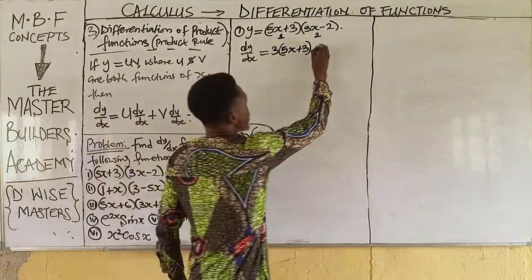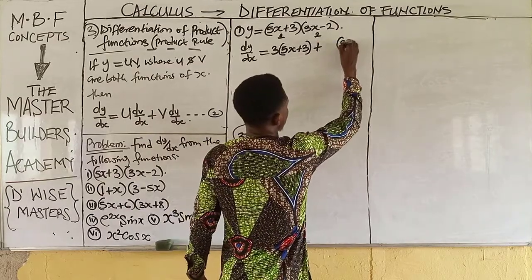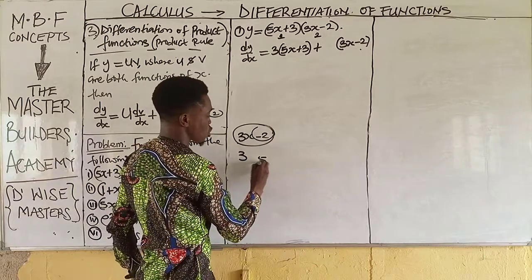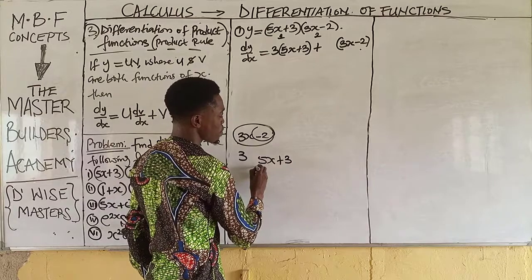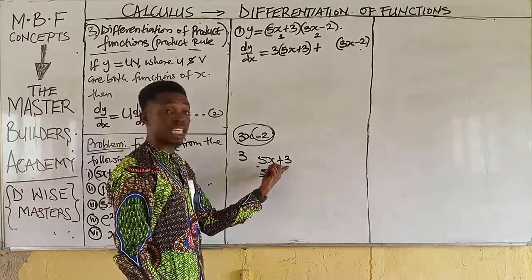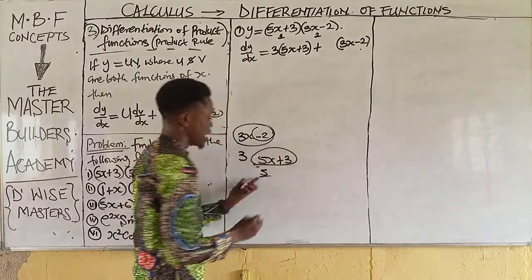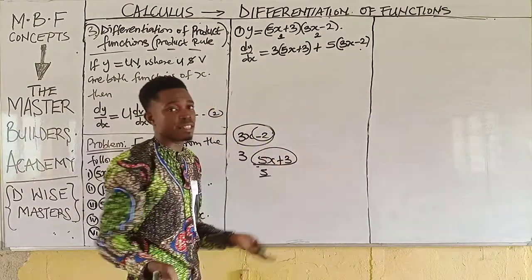That's all. Then plus, the next thing we are going to do is to put down the second function, minus 2. Then we will differentiate the first function. What is the first function here? The first function is 5x plus 3. When we differentiate 5x, we have 5. And when we differentiate 3, being a constant, we have 0. That means when we differentiate 5x plus 3, the answer is 5. Then we will multiply this by minus 2. It's as simple as this.